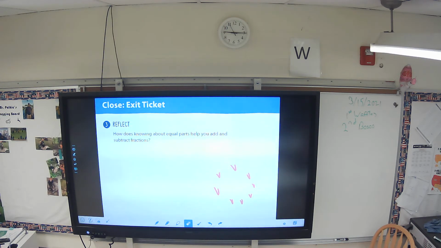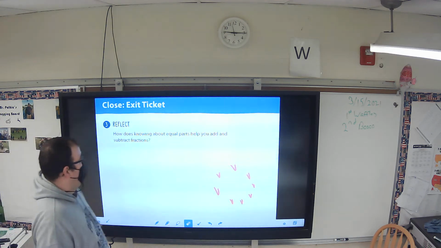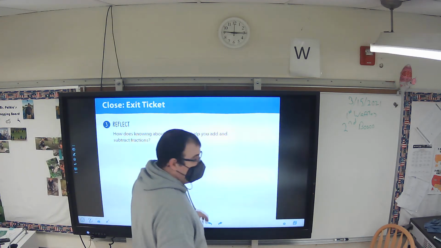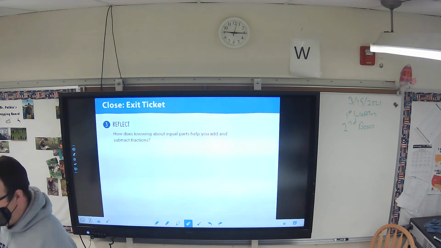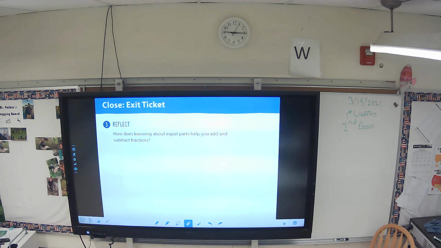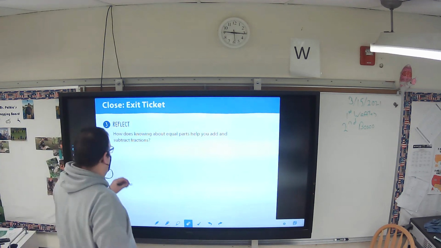Number 3. How does knowing about equal parts help you add and subtract fractions? And remember, equal parts is like knowing how many are in a whole. How does that help you with adding and subtracting them? Gabe? Figures out how much more you have to get to 1 whole. Yeah, if you can figure out how much more you need to get to 1 whole.